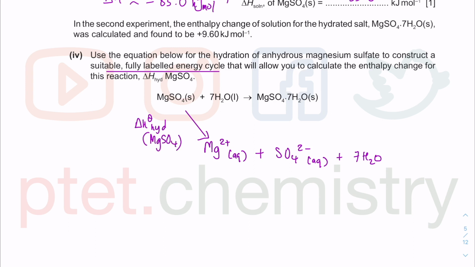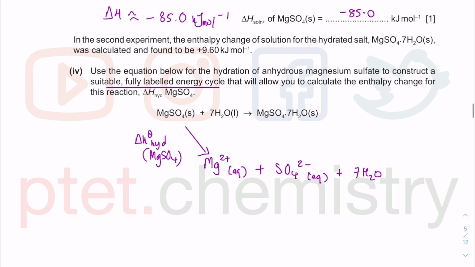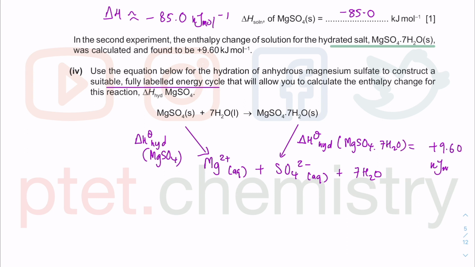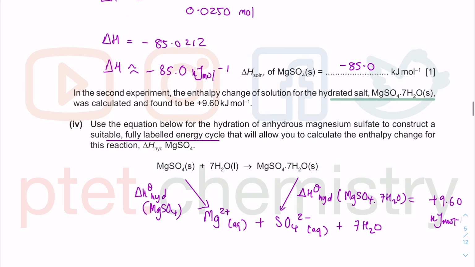So this is what you want. And we have the enthalpy change of solution for the hydrated salt. So the hydrated salt is on the right hand side. So this is the enthalpy change of hydration for the MgSO4.7H2O. This is equal to plus 9.60 kilojoule per mole. And we have the enthalpy of solution.